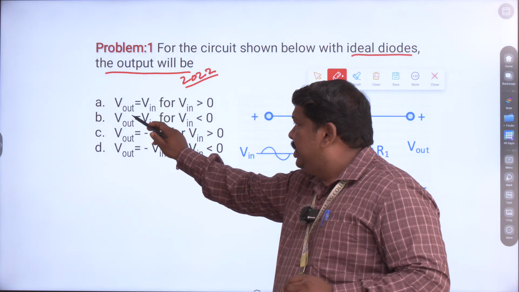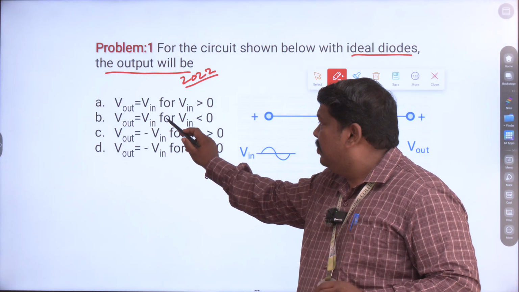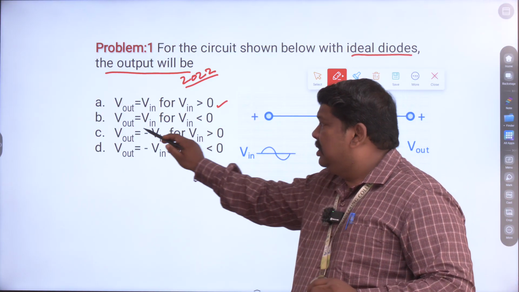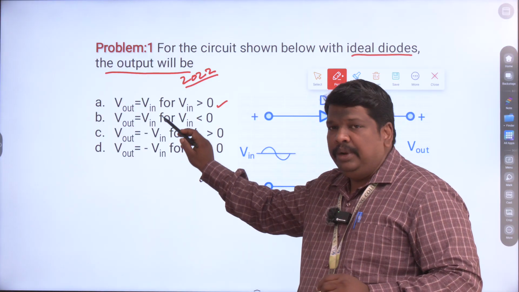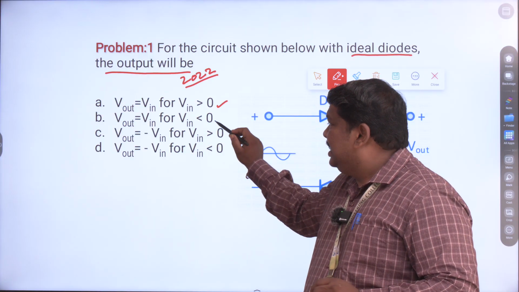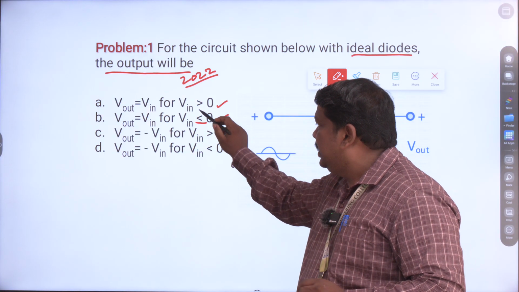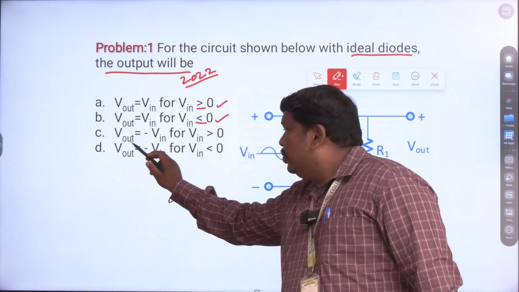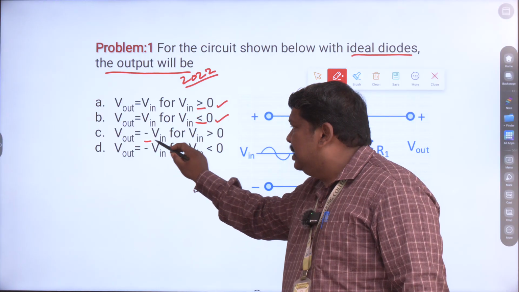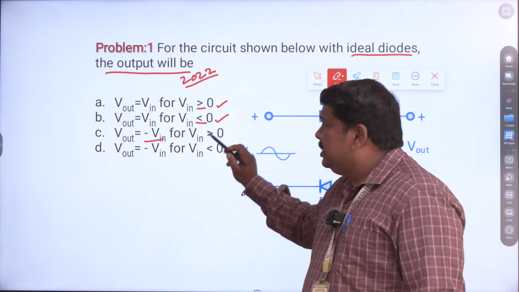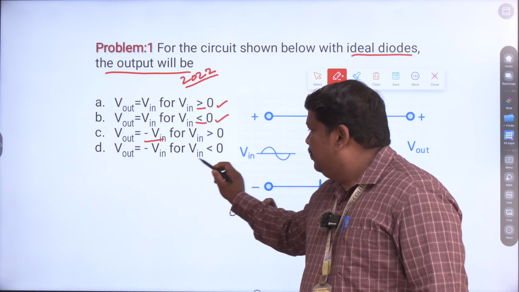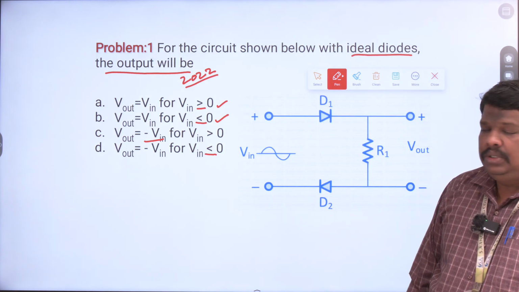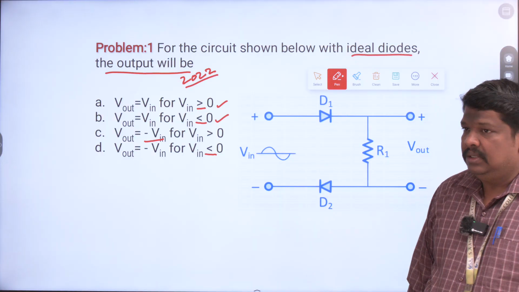The first option: the output voltage is equal to the input voltage for V in greater than 0. Second option: the output voltage is equal to the input voltage for V in less than 0. Here it is less than, here it is greater than. The third option: the output voltage V out is equal to minus V in for V in greater than 0 and minus V in for V in less than 0. And there is option D. We have to choose which answer is the right answer.